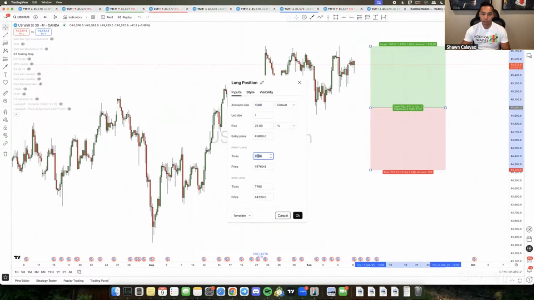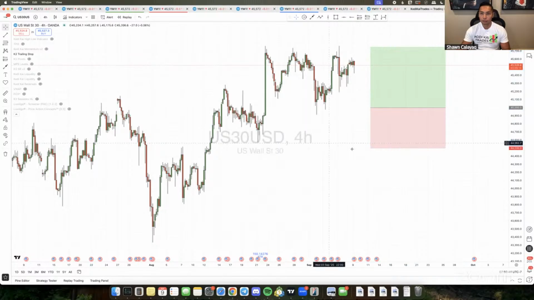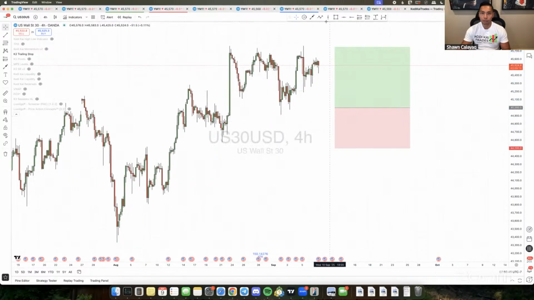And then I'm trying to get out at... okay, so yeah, this is where I'm trying to get in from. I'm trying to get in for a discount right here and then ride it back up to fill this gap for price to come right back up. So that's my entry right there.